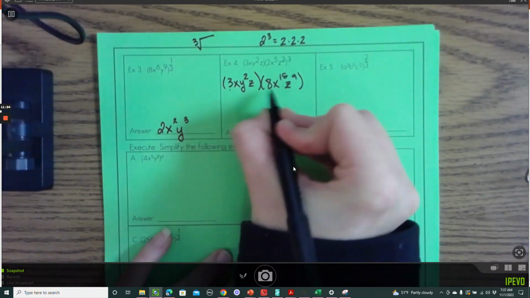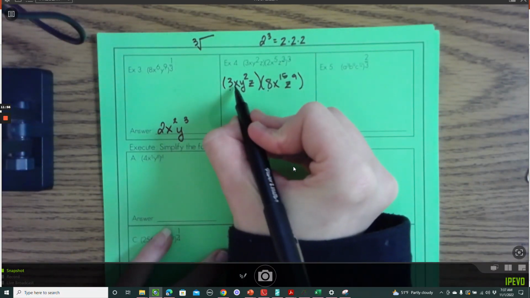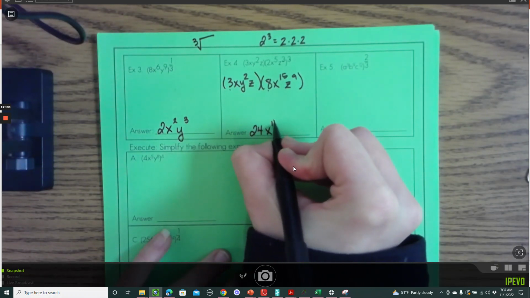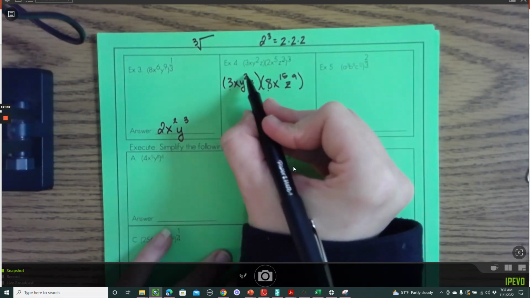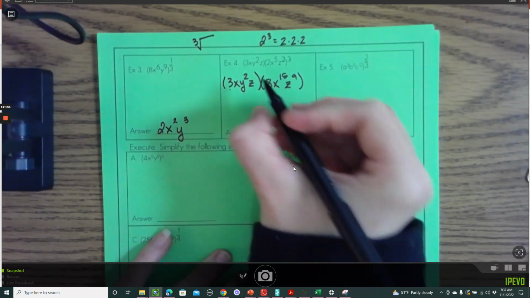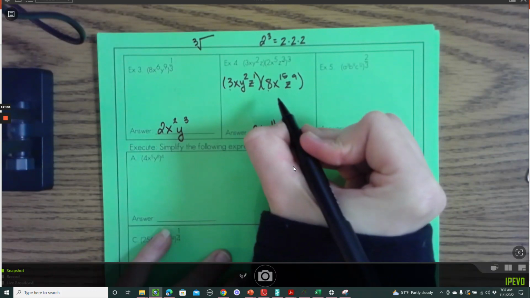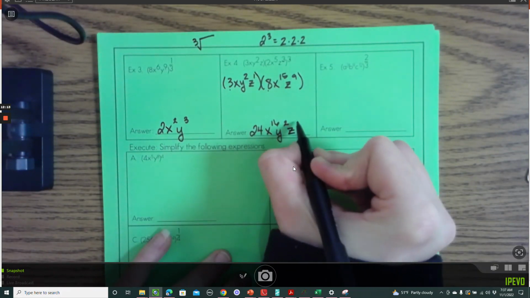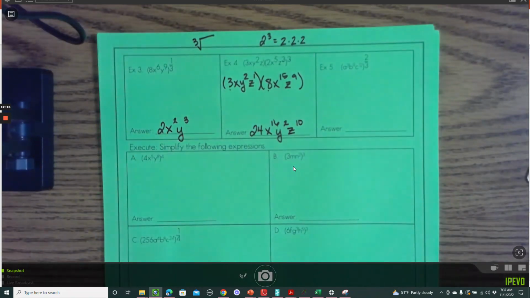So remember, coefficients first. We have just an x, and we have an x to the 15th, so that would be x to the 16th. Y squared, there's no y over here, so that just stays. And then z, remember there's an invisible 1 there. Z to the 1st and z to the 9th would give me z to the 10th. So remember, when you're multiplying exponents, you're just adding the exponents together.